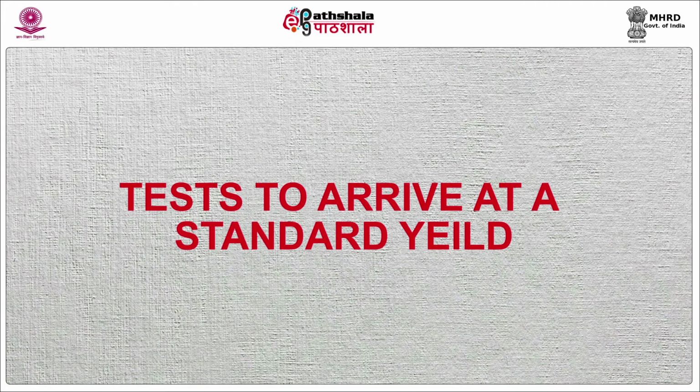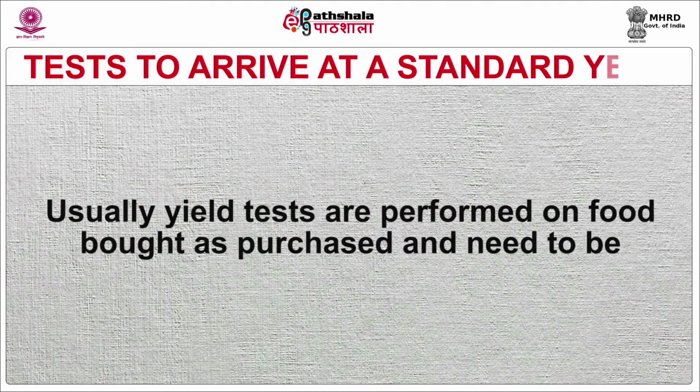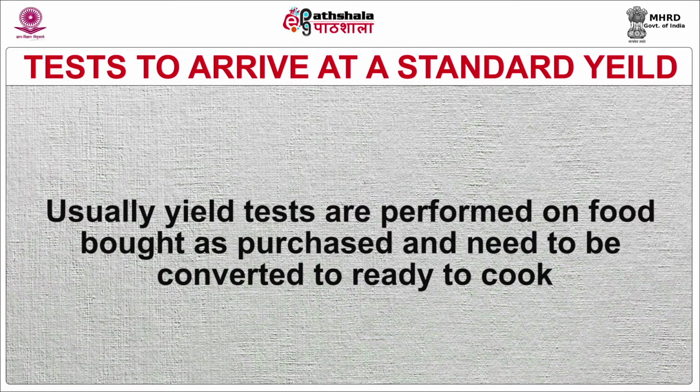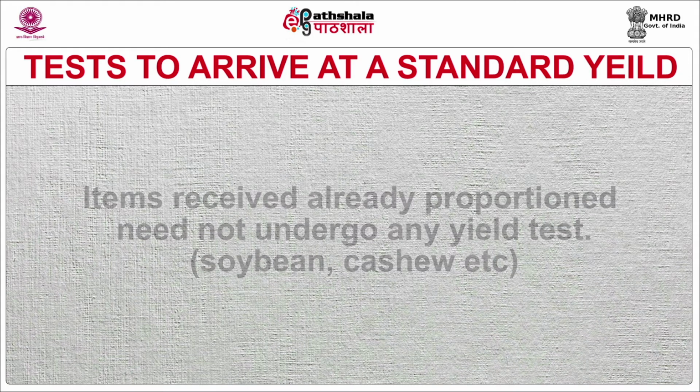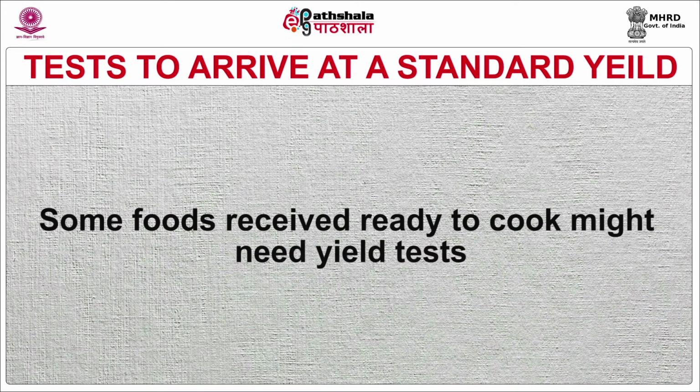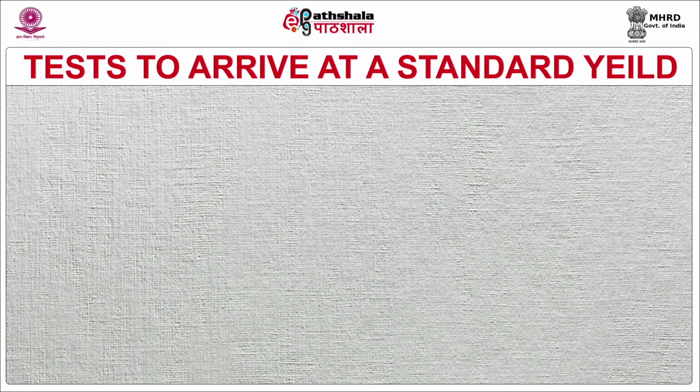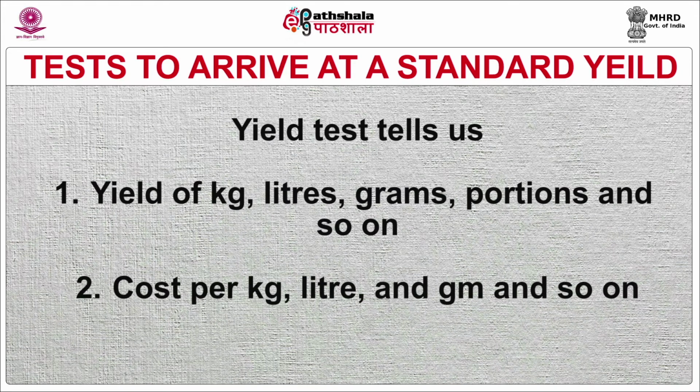Tests to arrive at a standard yield. Usually, yield tests are performed on food bought as purchased and need to be converted to ready to cook. Items received already proportioned need not undergo any yield test, soybean, cashew, etc. Some foods received ready to cook might need yield test. Yield tests tell us yield of kg, liters, grams, portions and so on. Cost per kg, liter, gram and so on.